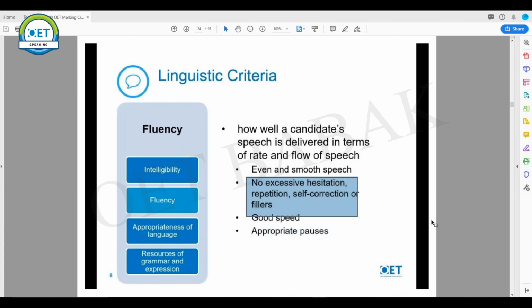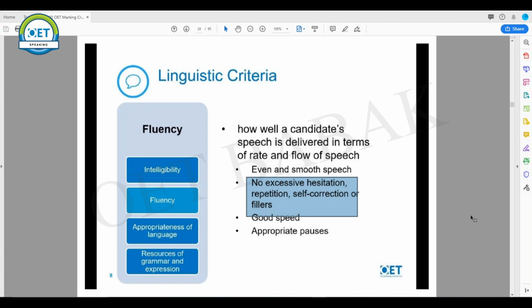This one: no excessive hesitation, repetition, self-correction, or fillers. So what is that? For example, actually, you know that, I'm used to, use, and also when we tell a sentence, we shouldn't come back and correct it too much.